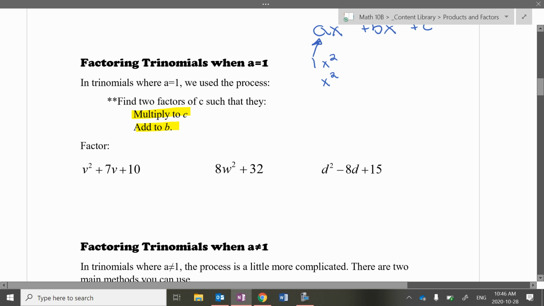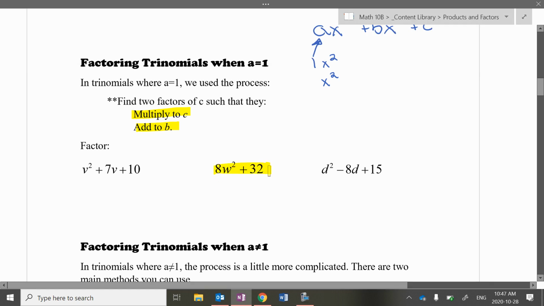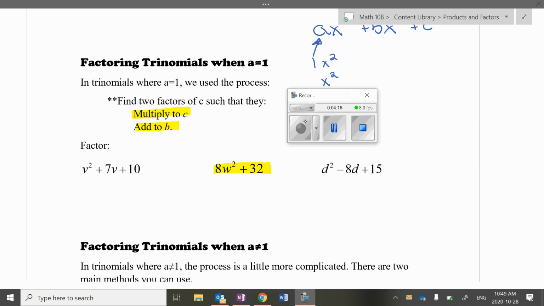My second example here, is that a trinomial? It has 2 terms, so it's not a trinomial. Could we still factor it though? Yeah. Good. Okay, I want you all to try those 3 on your own.